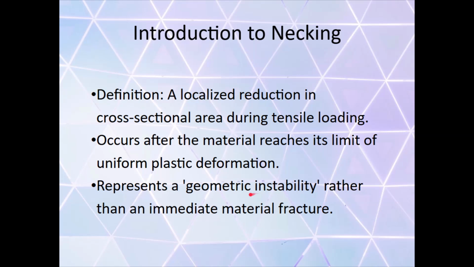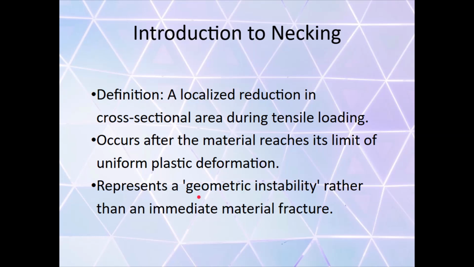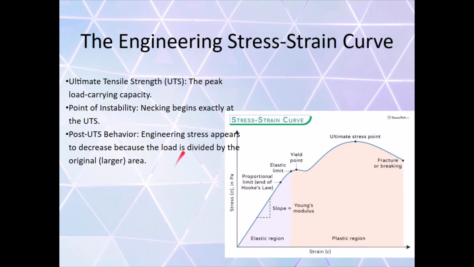It represents a geometric instability, which means that after the elastic limit, some plastic deformation occurs in the specimen, but it is uniform. After the necking point is reached, the material undergoes fracture. So that's what geometric instability means: there is some instability in the geometrical dimension of the specimen, rather than immediate fracture. Now we'll study the engineering stress strain curve.